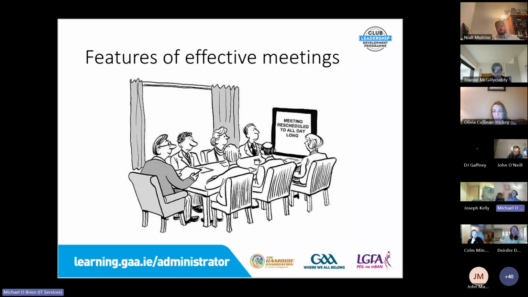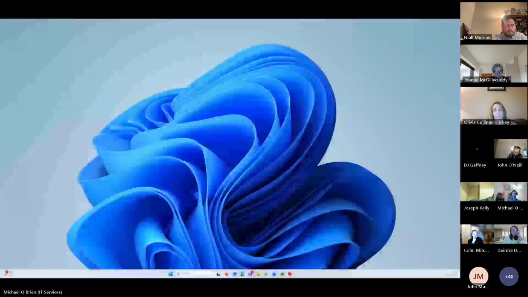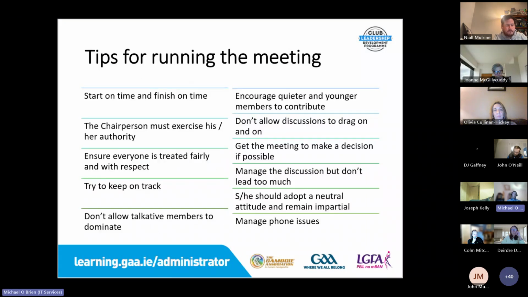Excellent. Perfect. So, features of running effective meetings. As club chairperson, one of your roles is running effective meetings. One of the key points is you need to start and stop on time. So we started tonight at 7:30. We're aiming for 9 o'clock tonight. So it all looks good at the moment. Starting and stopping on time is one of the key tips to running effective meetings.